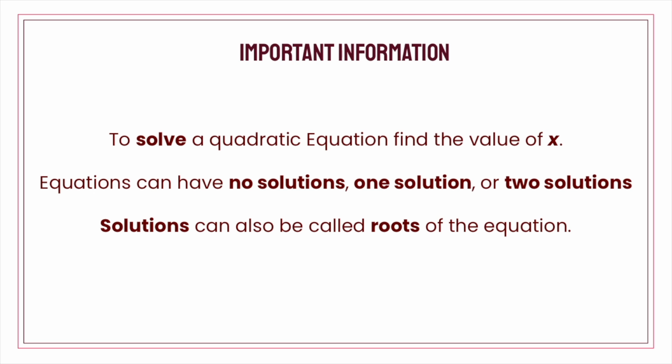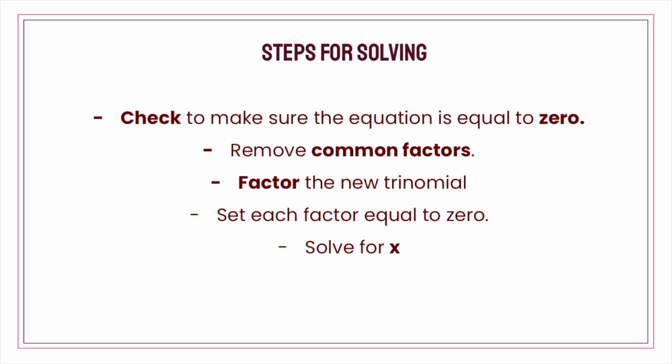Now let's take a look at the steps we're going to follow. So here are our steps for solving. First, we're going to check to make sure that the equation is equal to 0. Then we're going to remove any common factors. Then we'll factor the new trinomial that we make. Then we'll set each factor equal to 0 and solve for x. So now let's go ahead and try that with example A.